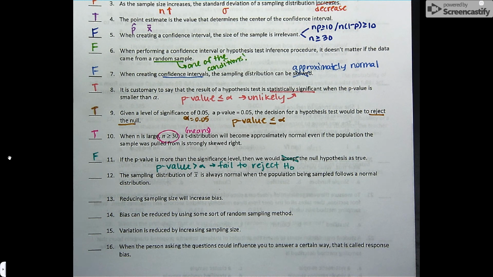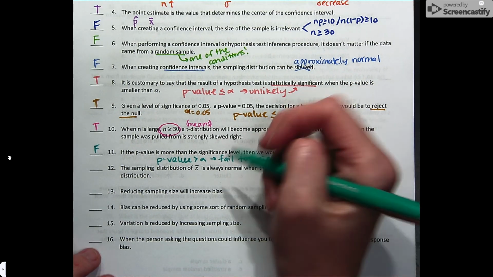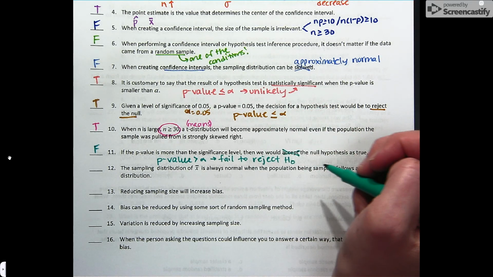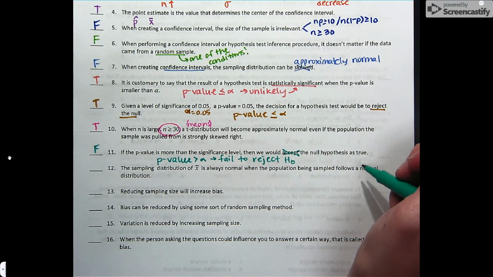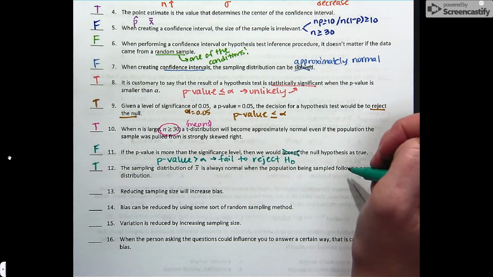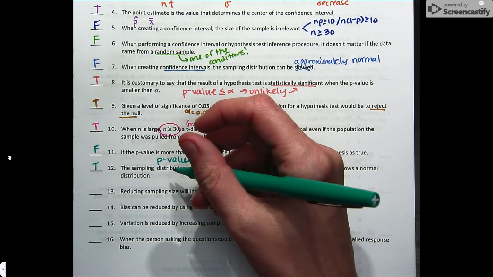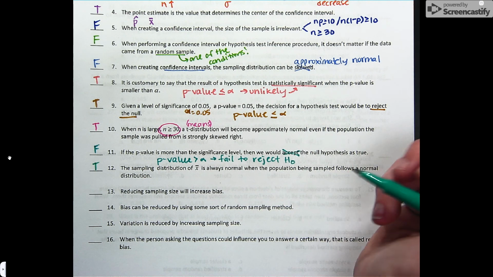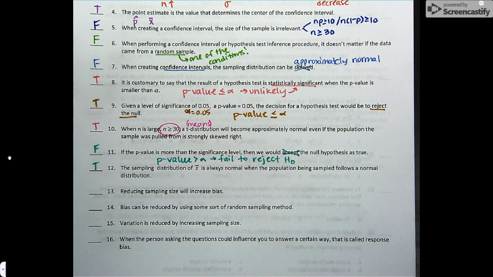Number 12, the sampling distribution of X bar is always normal when the population being sampled follows a normal distribution. That's going to be true. So if the sample is normal, then the sampling distribution will also be normal. That's just one of our rules that we talked about to show that something's approximately normal for a t-distribution.